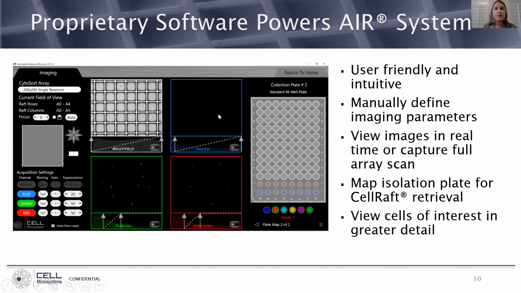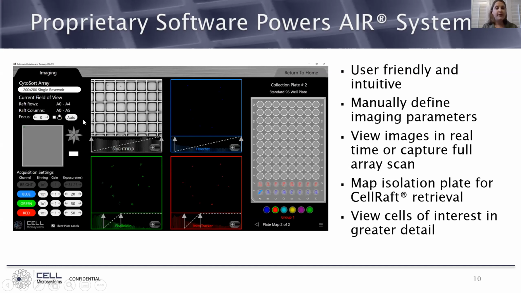If you are interacting with it in this fashion, it essentially functions as a live bright field or fluorescent microscope. You can manually click around the array itself, look at different fields of view, look at individual cells in the microwells, and interact with it in a very manual way. You can define your imaging parameters, red, green, blue, binning, gain, exposure, for your particular settings. You can stain your cells, do antibody staining, whatever phenotype you're looking for, you can analyze here. You can view the images in real time, or you can capture a full array scan.